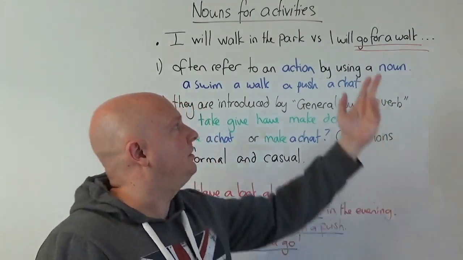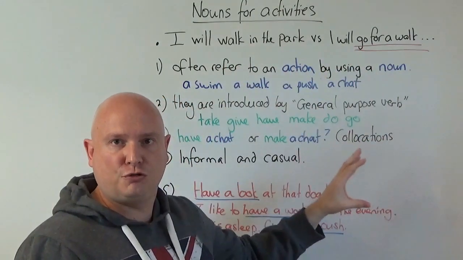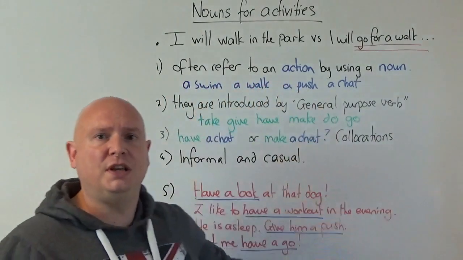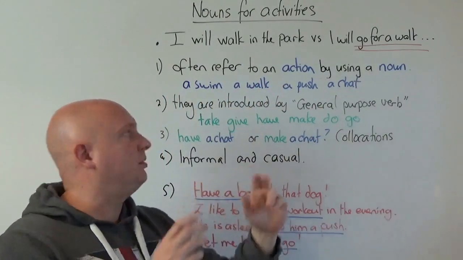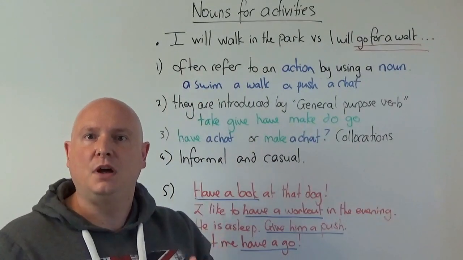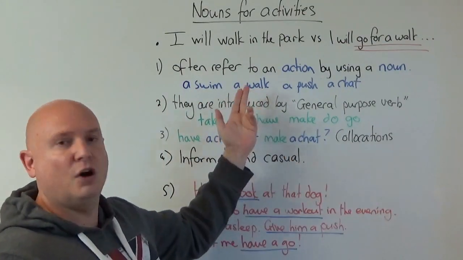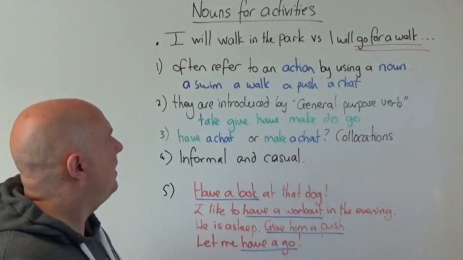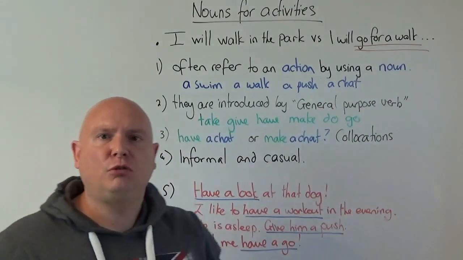Before we look at the difference between them, let's look at the structure first. We often refer to an action by using a noun. So we get the verb, like to swim, and we can make a noun, a swim. To walk, a walk. To push, a push. To chat, a chat. Then we get a general purpose verb.